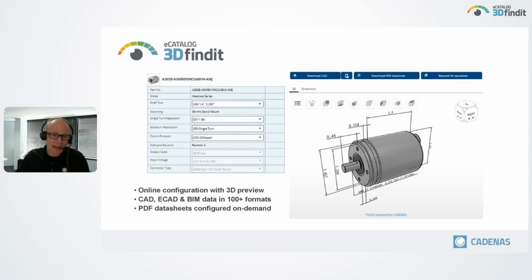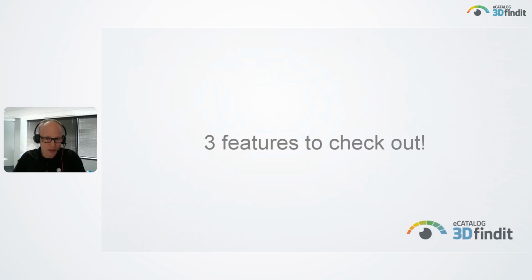So, eCatalog 3D Find It. This is Encoder's website, a quick little shot of it. Online configuration with a 3D preview. It provides CAD, ECAD, BIM data, plus 100 plus formats, as well as PDF data sheets configured on demand, which is critical depending on which department you're talking to. So, three quick features that really play into what Tim and I were just saying.